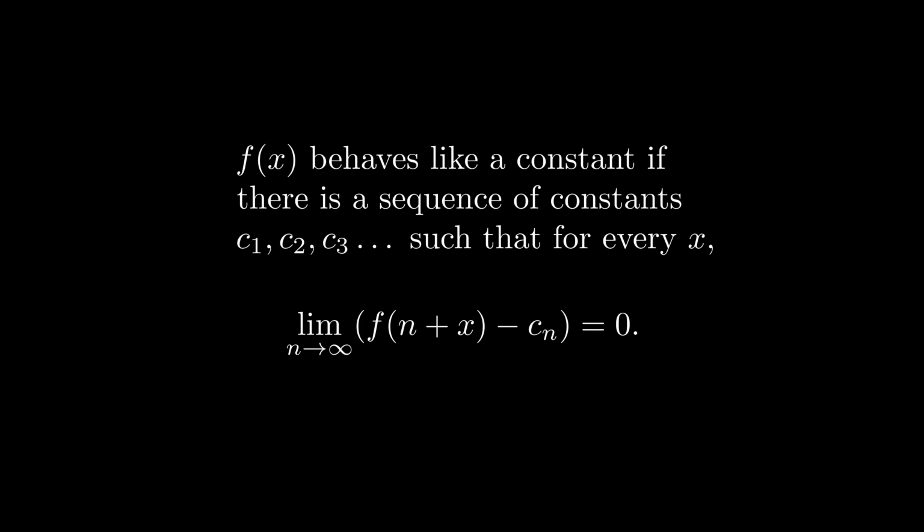A function behaves like a constant if there exists a sequence of constants, c1, c2, c3, and so on, such that for every x, this limit equals 0. Now, this definition is about constants, but remember, constants are just degree 0 polynomials.